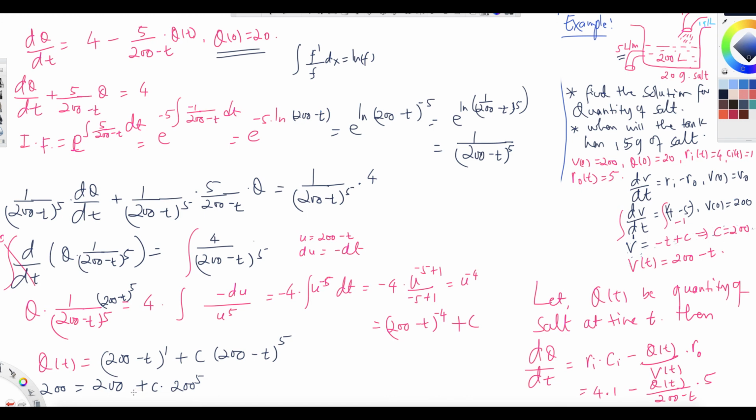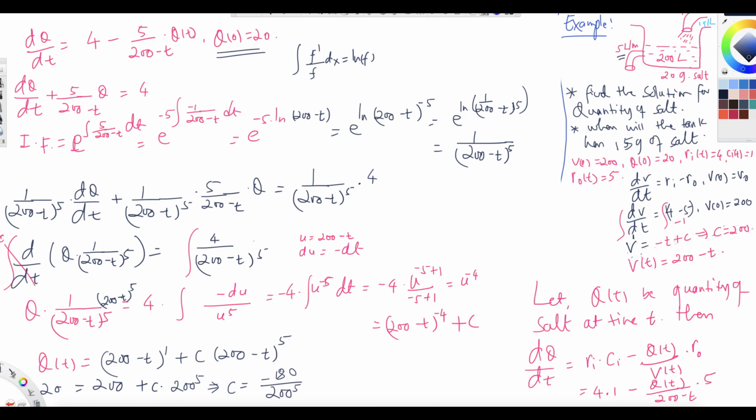Qt equals to, oh, this is not 200, this is 20, right? At the beginning it is 20. So negative 180. So what do you get here is c equals to, subtract 200 on both sides, negative 180 over 200 to the 5th. That's a very, very, very small number. C is a very, very, very small number, okay?